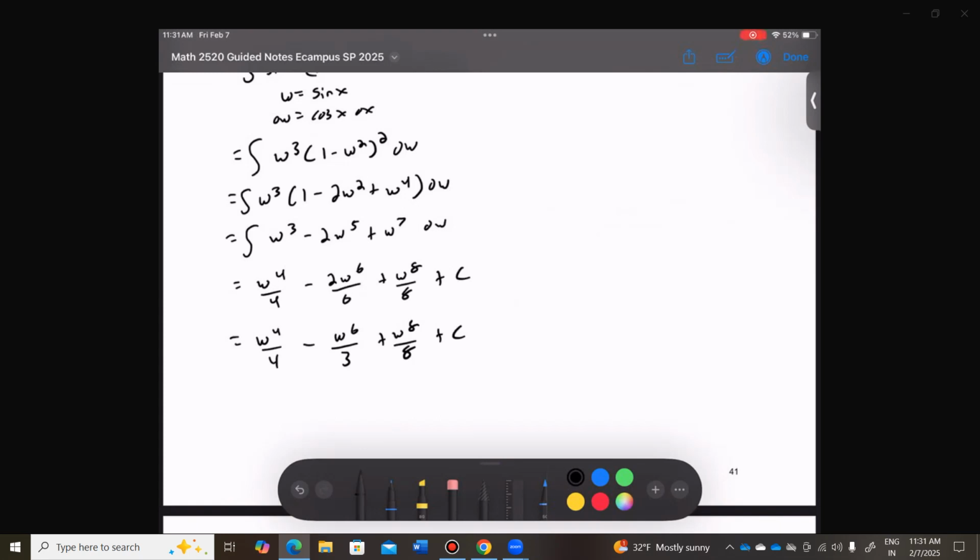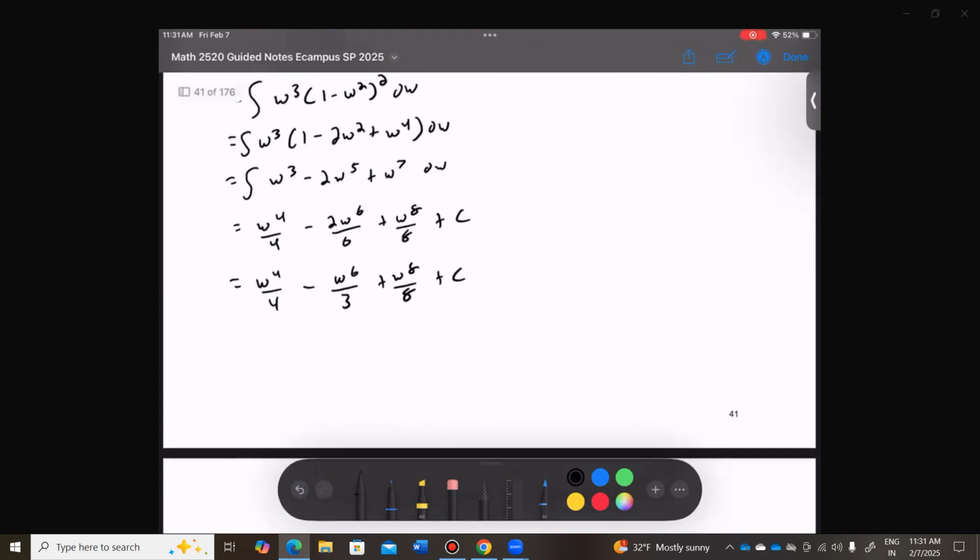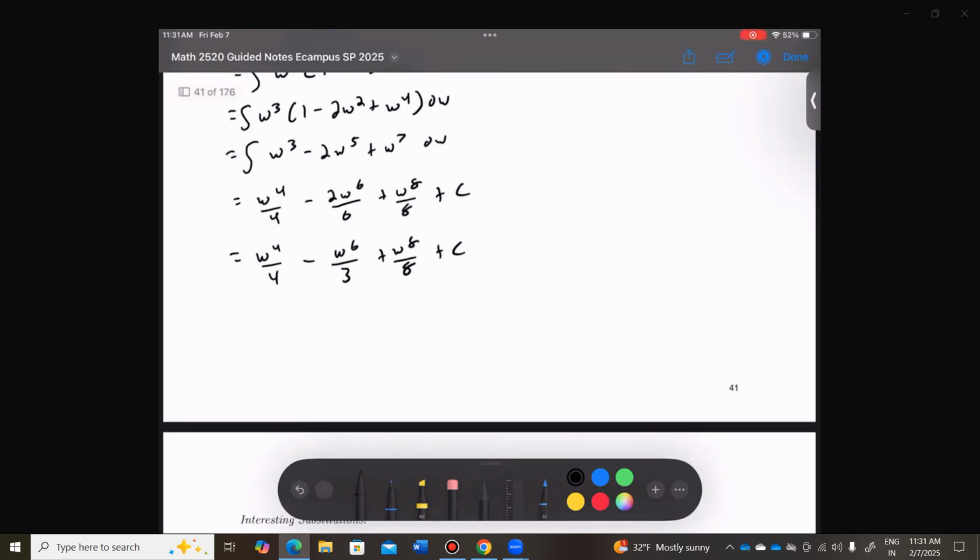And then the last step, bring in the w as sine of x. And there you go. Sine to the fourth over 4 minus sine to the sixth over 3 plus sine to the 8 over 8 plus c.